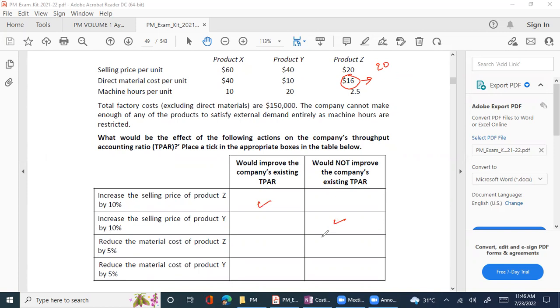Am I audible? Students, am I audible to you? Okay, then please share the answer. Not so difficult question. What will be the new material cost after reduction of 5%?